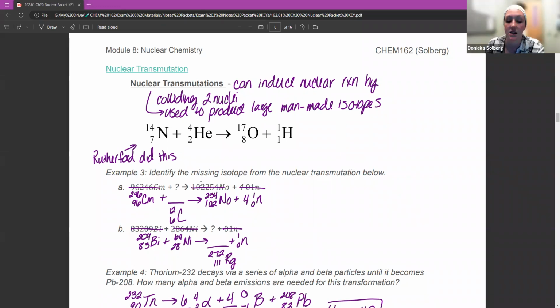Example number 3 says identify the missing isotope from the nuclear transmutation below. You're just going to look at the top number, bottom number, fill in the blank. So give these a try, give it a pause. Okay, and then you should get carbon 12,6 for this one and 272, 111 Rg. Works the same way.